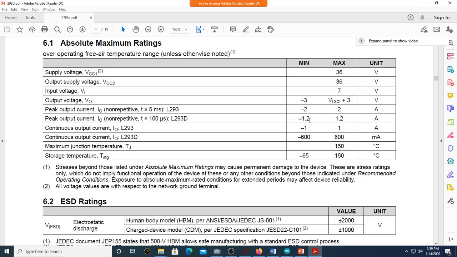Meaning you cannot make it switch on, switch off all the time. If you want to switch on, switch off all the time, it can sink hardly minus 1 ampere and it can source 1 ampere of current. When I say sink, you just say it can source minus 1 ampere of current. Minus 1 means it's actually sinking. Suppose that you are connecting a motor whose rating is more than this, then what will happen? It cannot drive. What will happen?